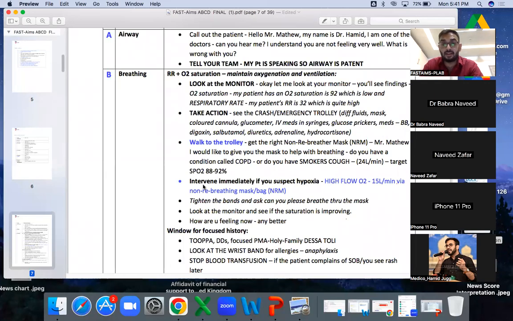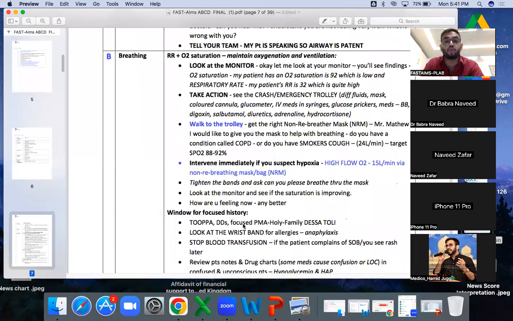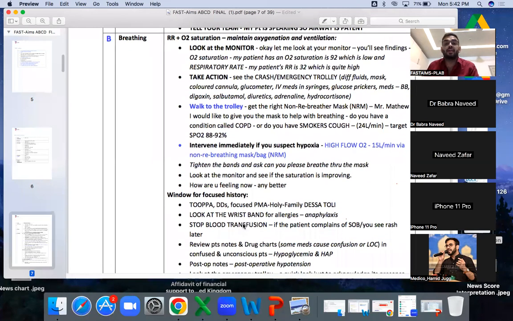For example, these are the things I have written over here. What you need to do is put on the mask, and then look at the monitor. If the patient is stable, for example, he will say, okay, thank God, doc, I'm feeling better. You need to ask, how are you feeling now? Okay, then the history window is open.